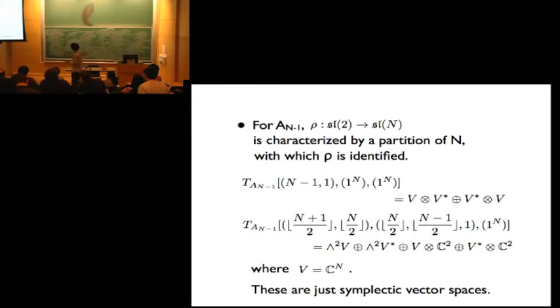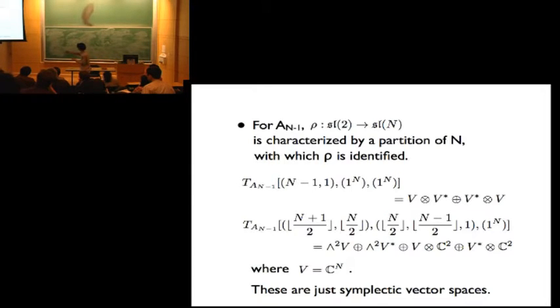And for A_N, when G is A_{n-1}, ρ is a homomorphism from SL2 to SL_n. Therefore, they are characterized by how the defining n-dimensional representation of SL_n is decomposed into irreps of SL2, which is naturally associated with a partition of n. So there are a few cases where the result becomes just symplectic vector spaces. For example, if you take one puncture to be (n-1, 1) and the other to be (1, 1, ..., 1), then you get V ⊗ V* plus V* ⊗ V, where V is just the fundamental representation of SU(n).